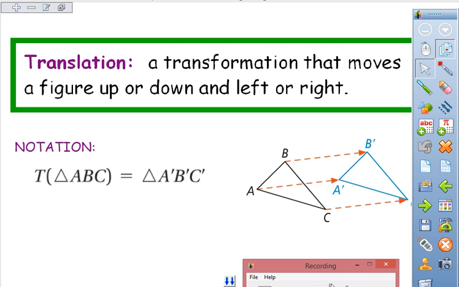So here's the vocab word for today. A translation is a transformation that moves a figure up or down and left or right. So slang would be to do a slide, where you can slide the figure. And here's the notation. Capital T of triangle ABC is mapped onto triangle A prime, B prime, C prime.